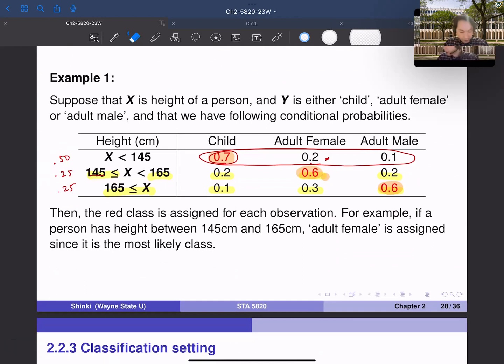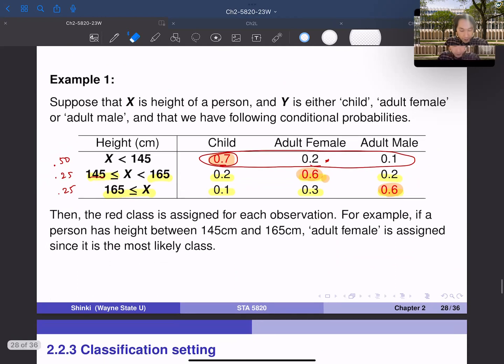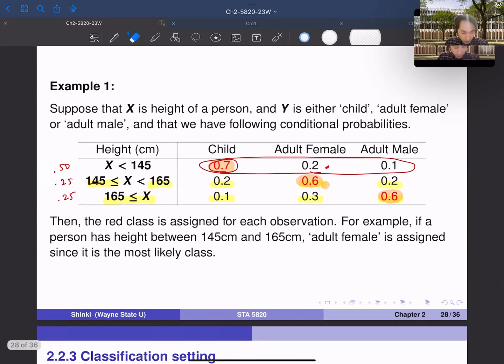Yeah, we have one quiz on this Bayes error rate and the Bayes classifier. Do you have any questions?